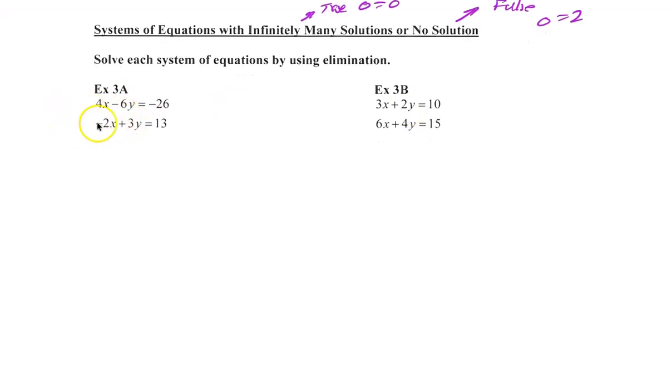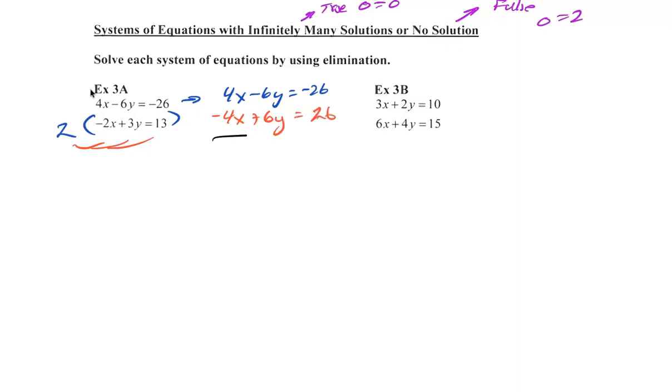Right, same idea. I want to cancel out one of the variables. So if I want these x's to cancel out, I have to multiply the bottom by 2, so they both become 4. So let's do that. Multiply this bottom by 2. So the top here is 4x - 6y = -26, not changing anything. On the bottom, we're going to multiply all these by 2. We get -4x + 6y, sorry, = 26.